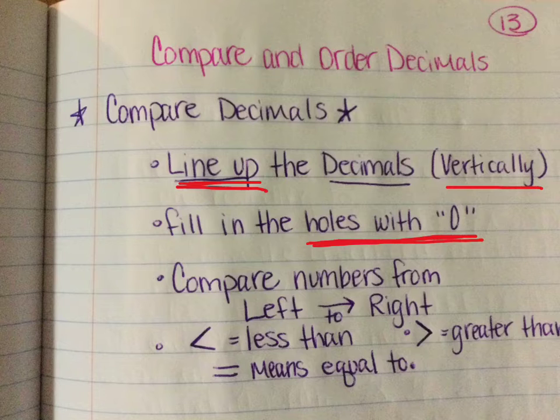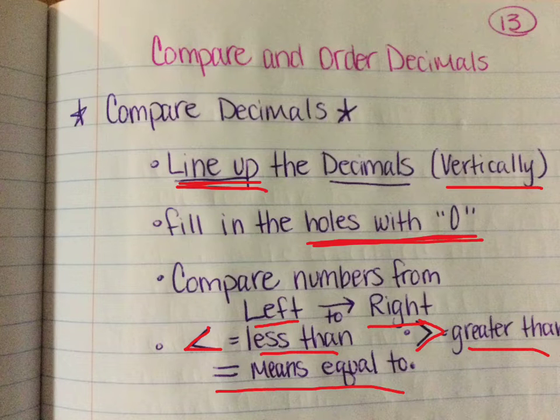Then you're going to compare the numbers from left to right. All right, and then you're going to focus on the vocabulary. You've got the L, the sideways L, that means less than. You have this symbol that means greater than. And of course, your equal sign means equal. Remember that I hate to hear it, but the mouth opens to the bigger number. That means it's pointing to the smaller number. Okay, it's always pointing to the smaller number. Okay, so let's look at a couple examples.